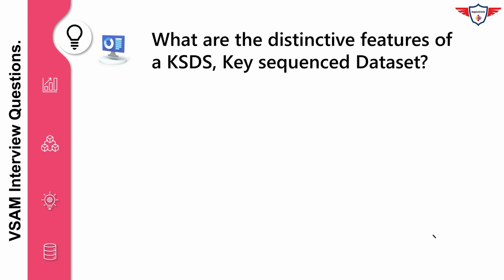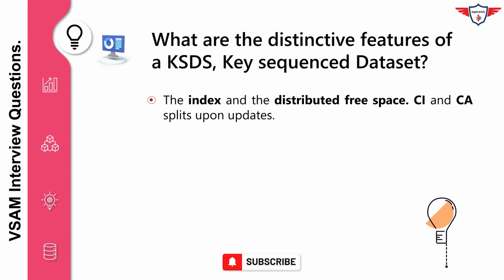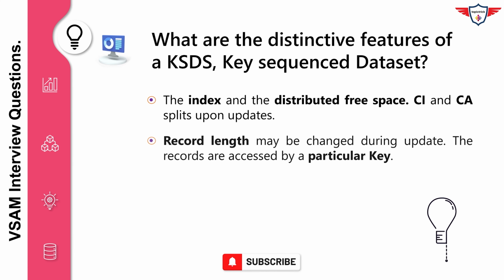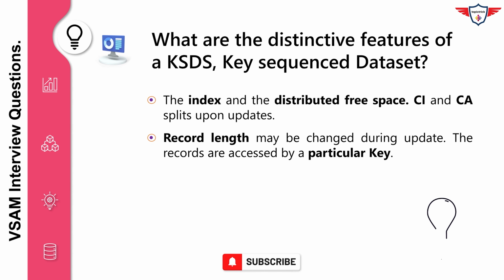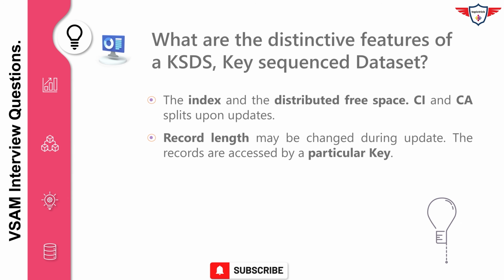What are the distinctive features of a KSDS, key sequence dataset? The index and the distributed free space. Control interval, CI, and control area, CA, splits upon updates. Record length may be changed during update. The records are accessed by a particular key.